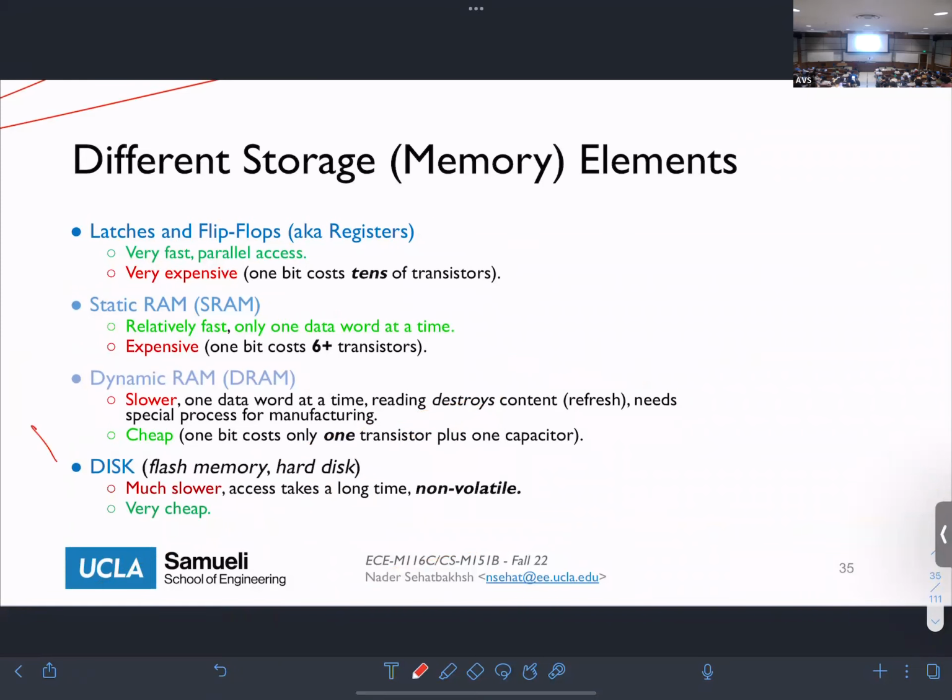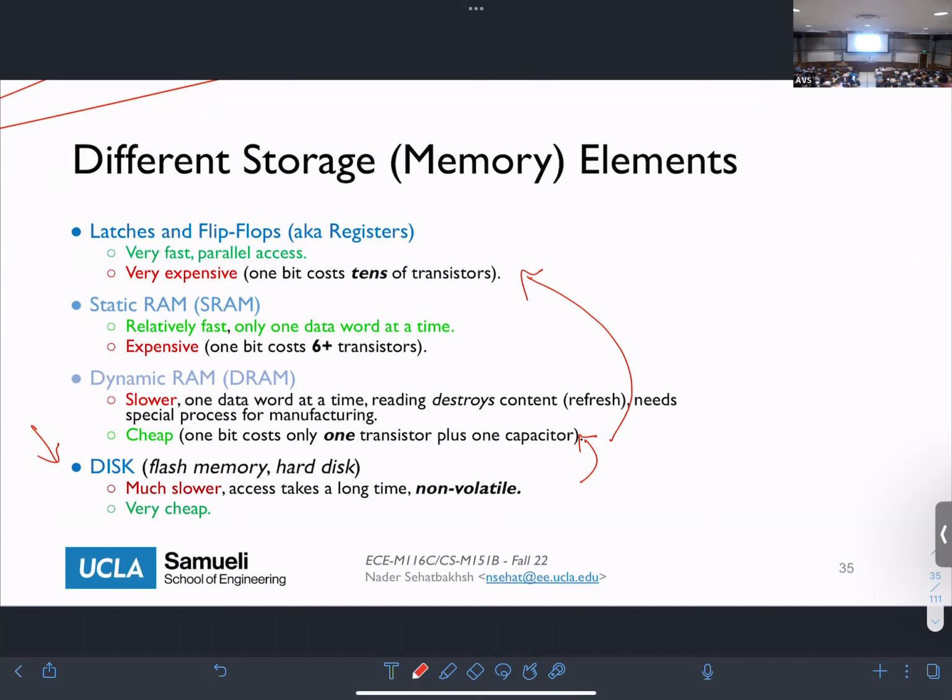There is also a disk, which is your hard drive, which is much, much more area efficient than the rest. You can have terabytes of data stored in this with much lower power. But on the other hand, it's very, very slow. We are talking about 2 or 3 orders of magnitude slower than DRAM, and up to 100 orders of magnitude slower than registers. But you can store terabytes of your data.